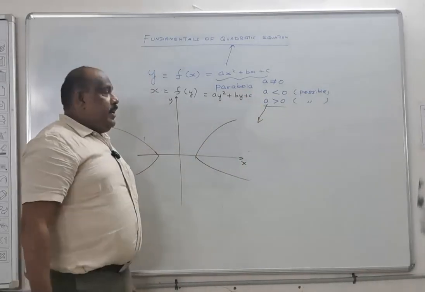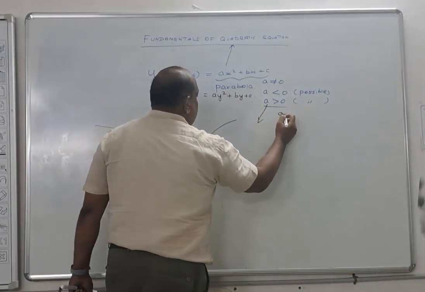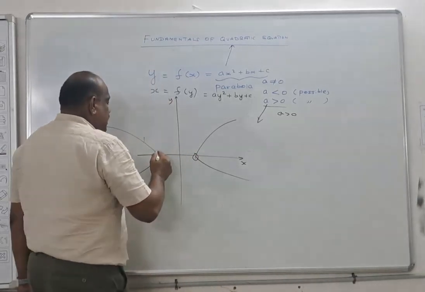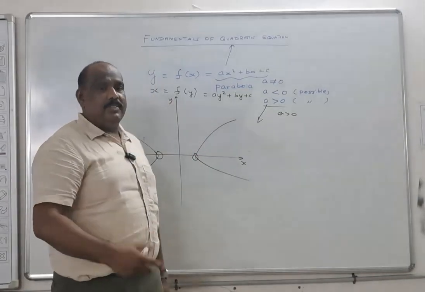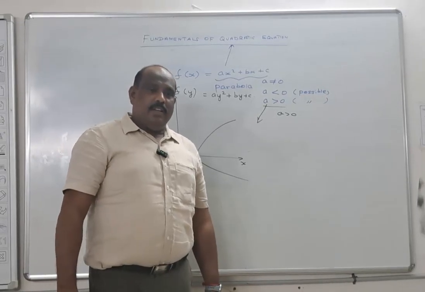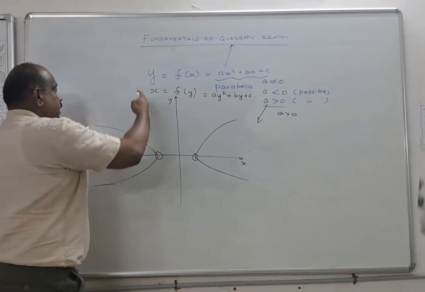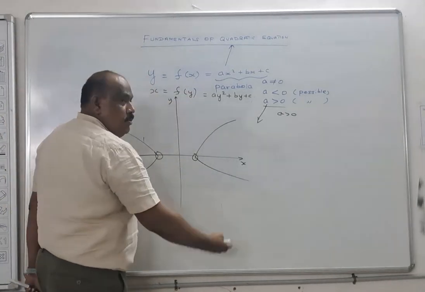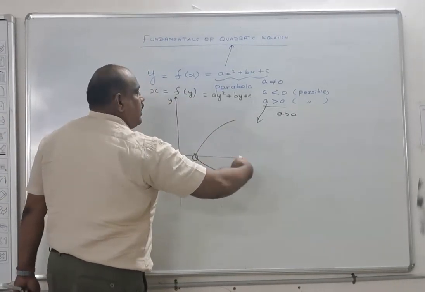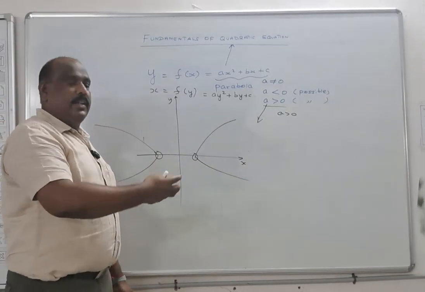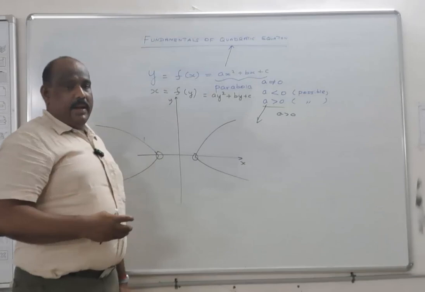Got the logic? If a is greater than 0, then I will get the minimum value only. If a is less than 0, maximum value. And if a equal to 0, it becomes a straight line. So the parabola can be open upwards, open downwards, open rightwards or open leftwards. I hope you got the entire idea about a parabola.